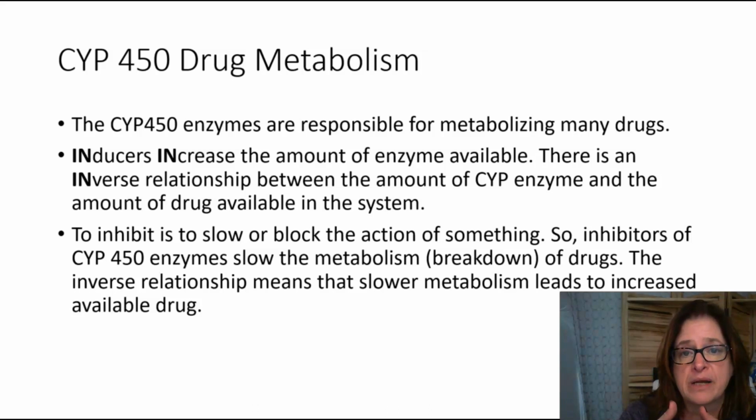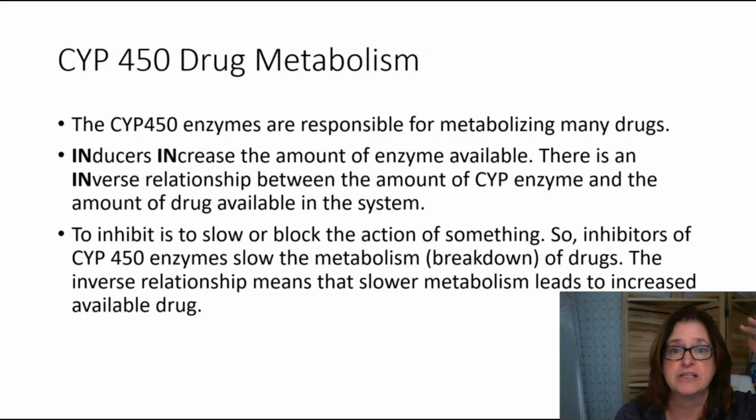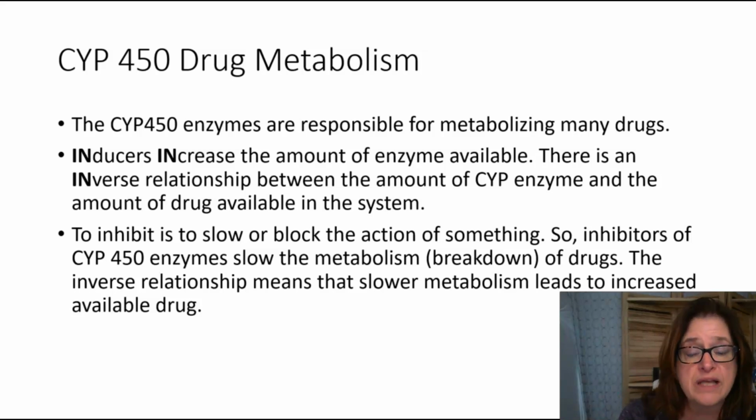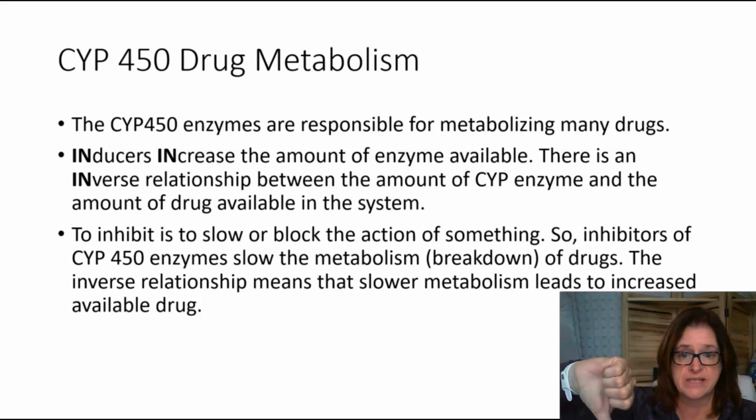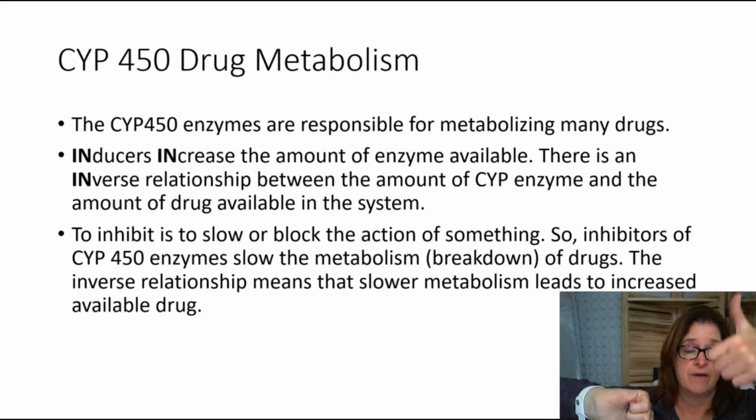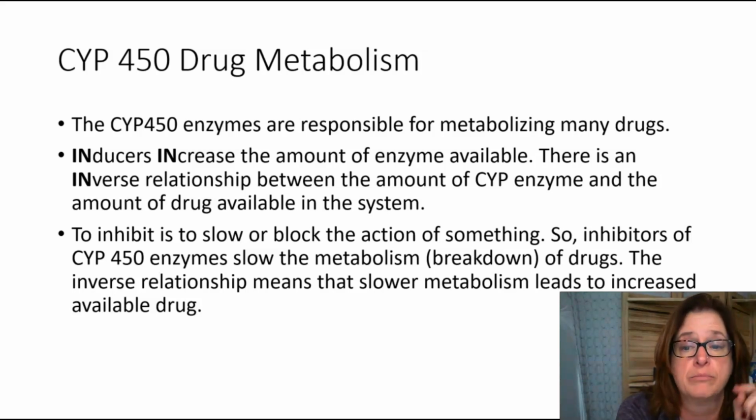Now, to inhibit something is to slow it or block its action. So if I give somebody an inhibitor of a CYP450 enzyme, I slow the metabolism of that drug. I slow the breakdown, which means more drug is being left behind. So levels will rise. Okay? So that inverse relationship, a slower metabolism is a higher level in the bloodstream.